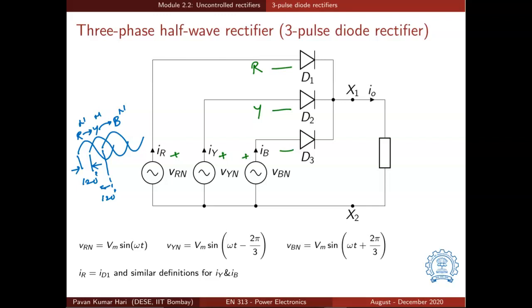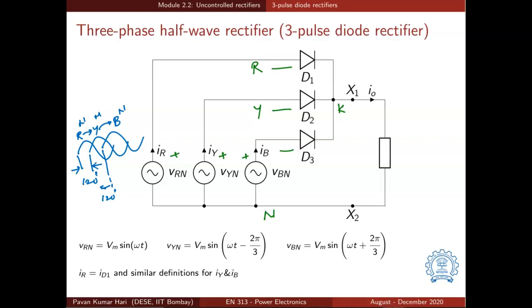And what is the other connection? The other connection is all the diodes are joined at their cathode side. So the cathodes are tied together. This is a common cathode connection. And where is the load connected? The DC side load is connected across this common cathode point and the neutral point of the AC voltage source. So this is the configuration for a 3-pulse diode rectifier, which is also known as a 3-phase half wave rectifier.